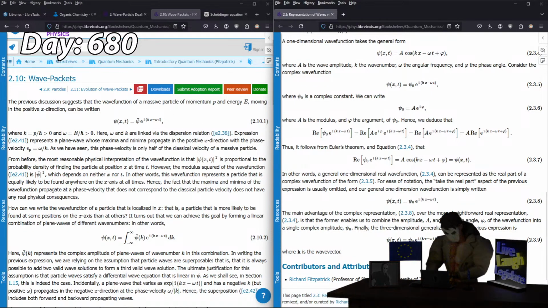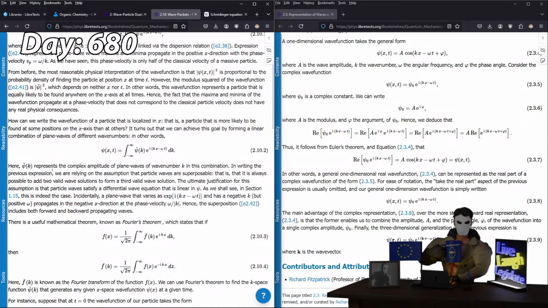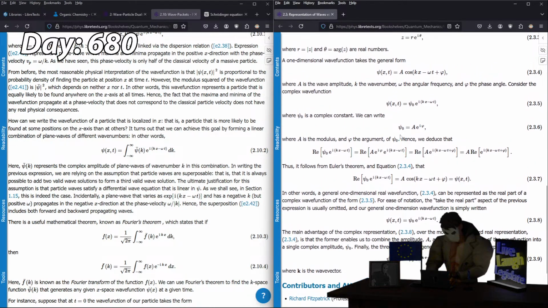Yup. Okay. The main advantage of the complex representation over a more straightforward real representation is that the form enables us to combine the amplitude A and the phase angle phi of the wave function into a single complex amplitude. So that's what it is. Complex amplitude, right? And this is the complex amplitude of plane waves of the wave number k. So right here, what we're doing is we're combining it this way.